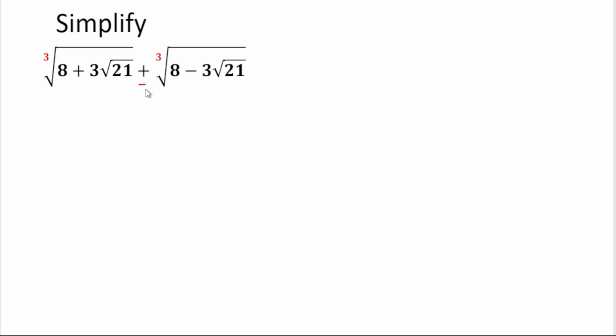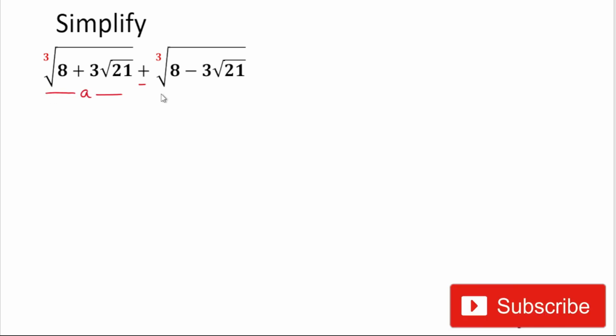Now for the solution of this problem, first of all we'll let the first term be a and the second term, which is negative, we'll take as b. So here a is equal to 8 plus 3 square root 21 and b is equal to 8 minus 3 square root 21.